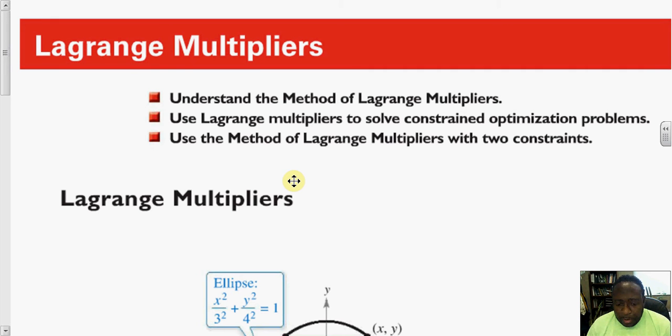Lagrange multipliers. The concept of the Lagrange multiplier is similar to the idea of trying to find an extremum. Here, the point is to be able to maximize an area, a surface, a solid, with respect to another function or a constraint.